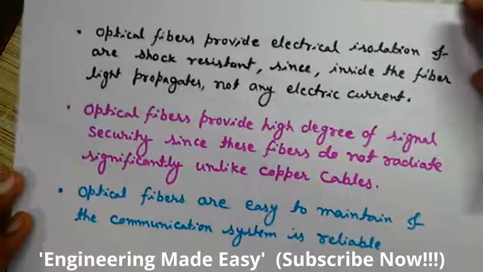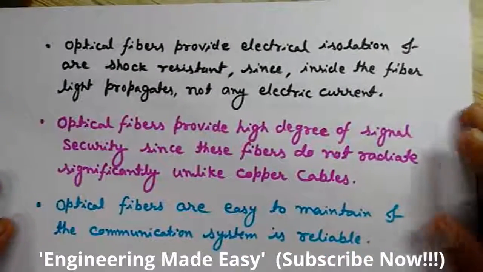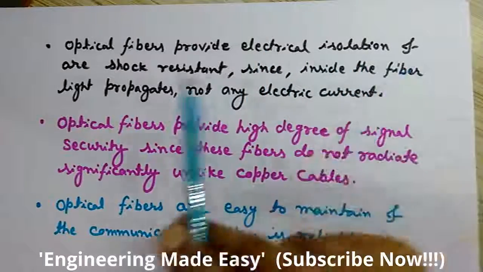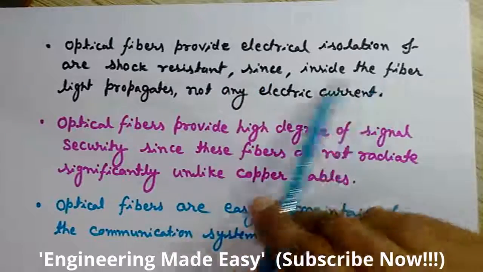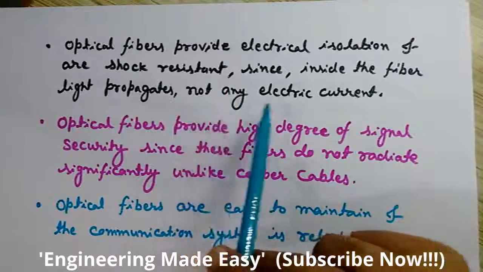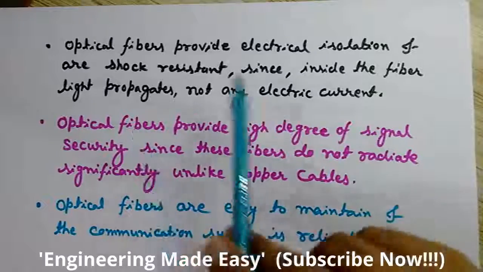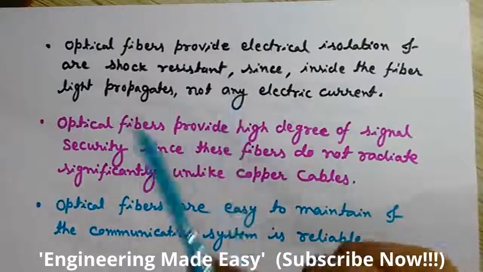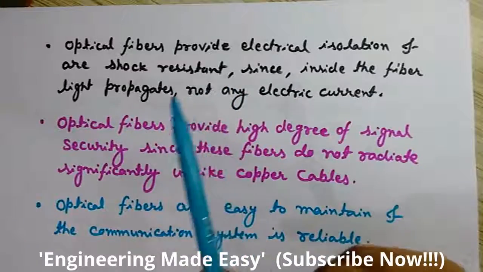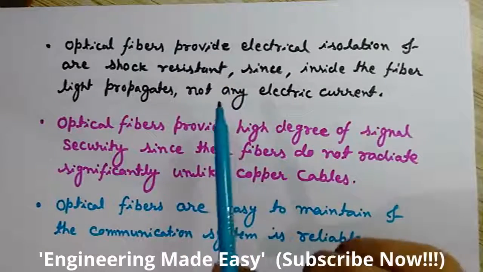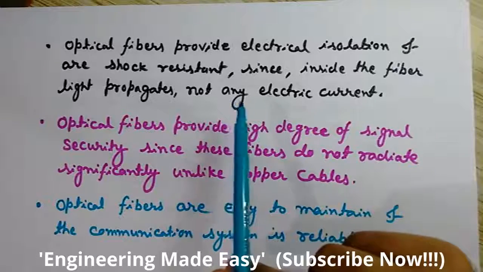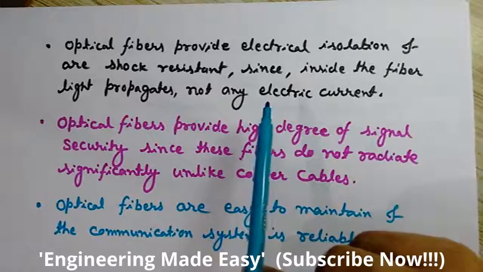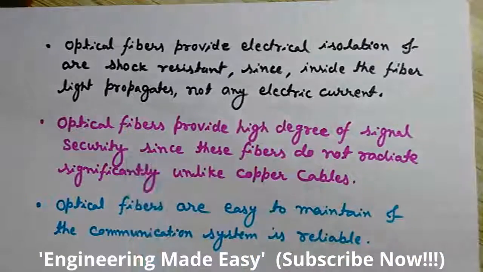A few more advantages of optical fibers: they provide electrical isolation and are shock resistant, since inside the fiber light propagates, not any electric current. We have seen that in optical fibers only the light ray propagates using total internal reflection, so there is no chance of shock, but in the case of metallic wires we know that electric current flows.